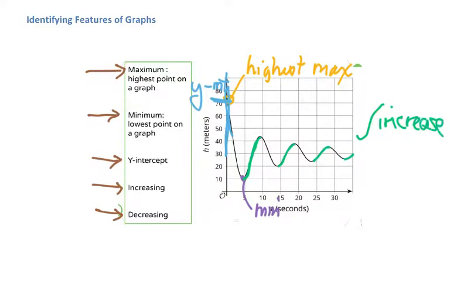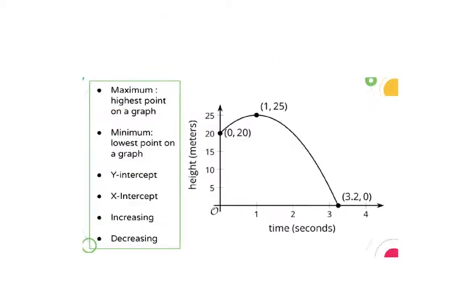All right. And then, where is it decreasing? So let's pick another. Let's go gray. All right. Where is it going down? It's going down right here, here, here, and here. So these are decreasing areas of the graph. All right. Moving on. Let's look at this one.